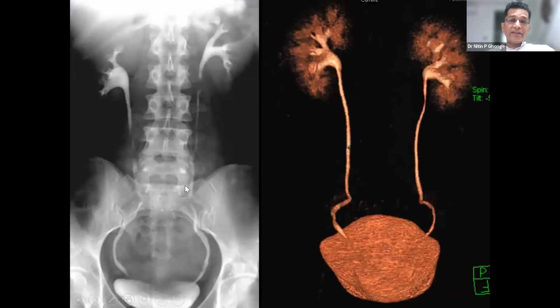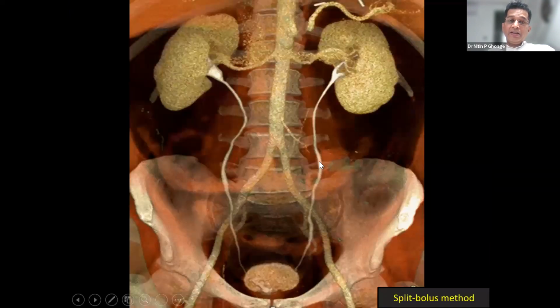So this is the image. This is the conventional full film pyelographic phase, where we can see the renal pelvis, ureter, and the bladder in a single image. The same is possible to a much better extent on CT urography. So this is a CT urography image on the right side.